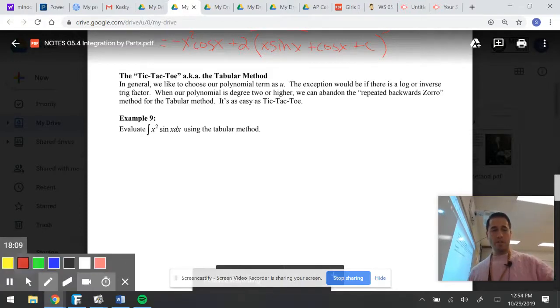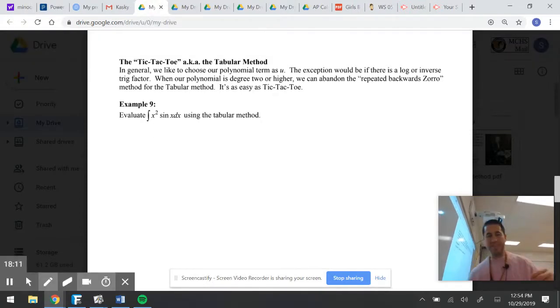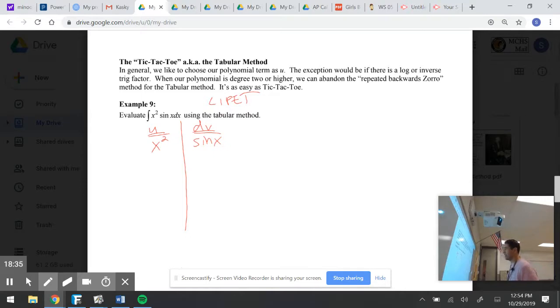All right, so let's roll, tabular method. The way we do the tabular method is you have a U column and a DV column. That's all you need to know, your U and your DV. And how do I know that? LIPET. No logs, no inverse trigs, but I do have a polynomial. And then my trig is sine x dx, right, class? And then what we do, this is called the tabular method: for the U column, you just keep on taking derivatives.